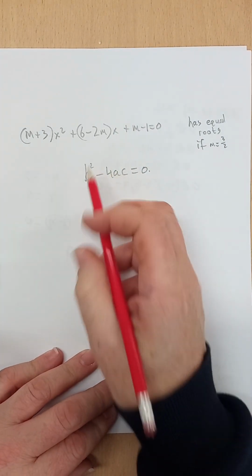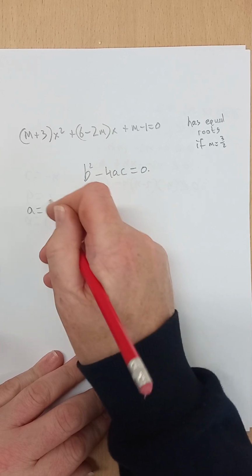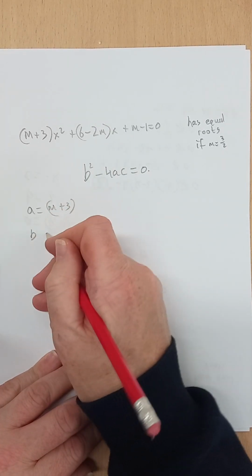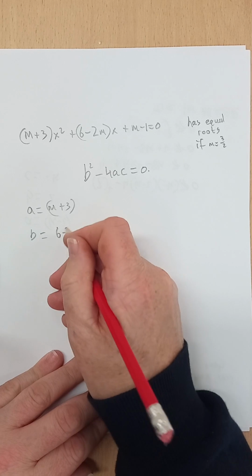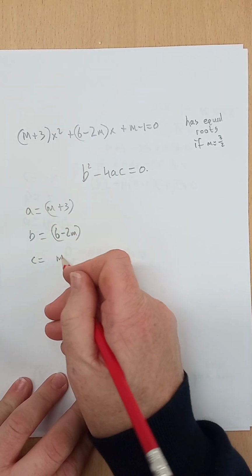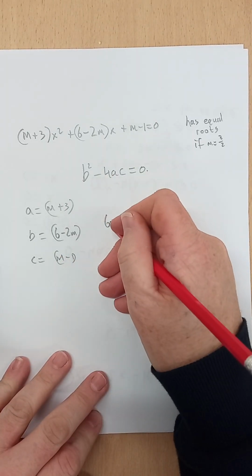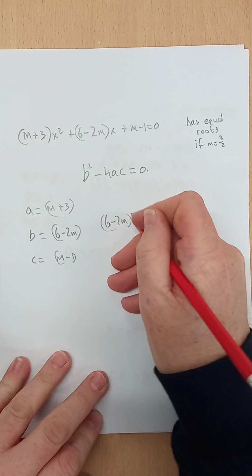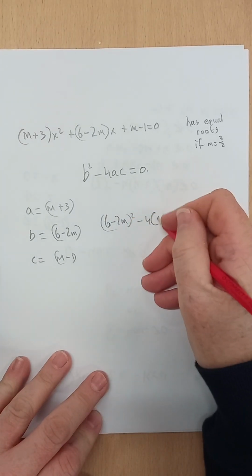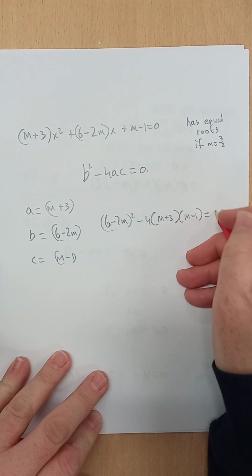So let's pop everything in here. What's a? a is the number in front of the x², in this case m + 3. b is the number in front of the x, in this case 6 − 2m. And c is the constant, in this case m − 1. So I'm going to pop everything in. (6 − 2m)² − 4(m + 3)(m − 1) = 0.